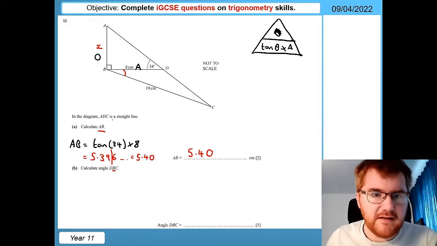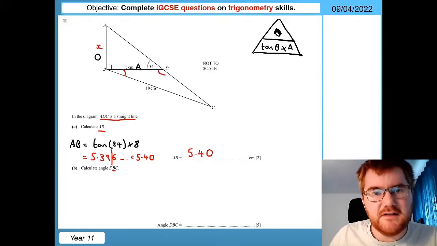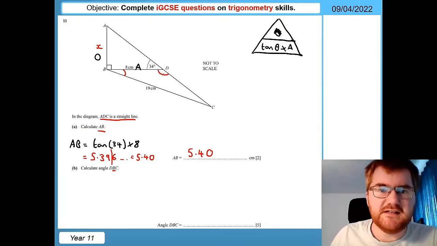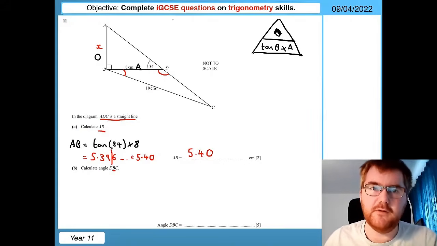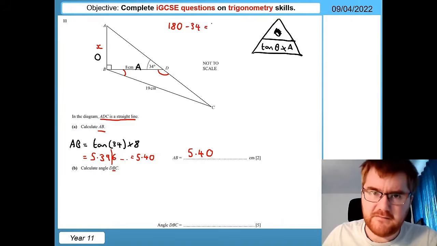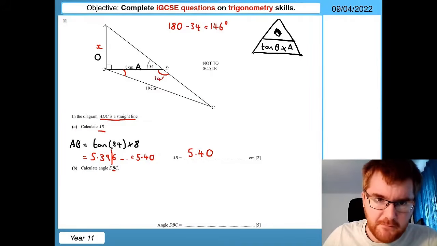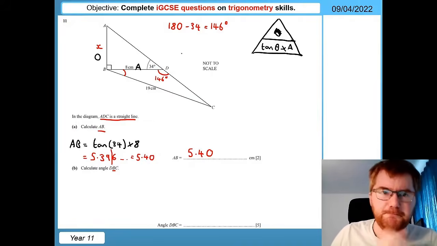Now, back to my point here, ADC is a straight line. Therefore, I know that these two angles, so this angle plus this angle, add up to 180. So to work out this angle here, I'm just going to do a very quick calculation of 180 minus 34, and that's going to give me 146 degrees. So I'm just going to pop that in. Again, always use a calculator if you're not sure about that calculation.